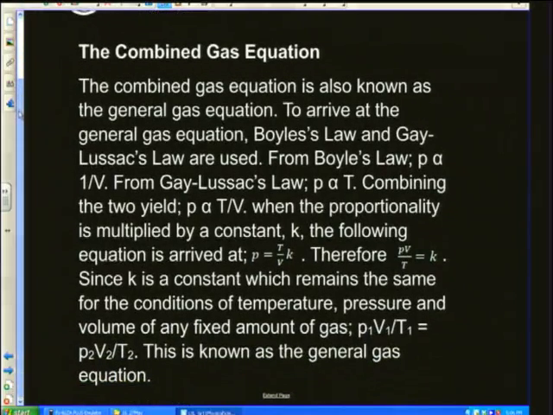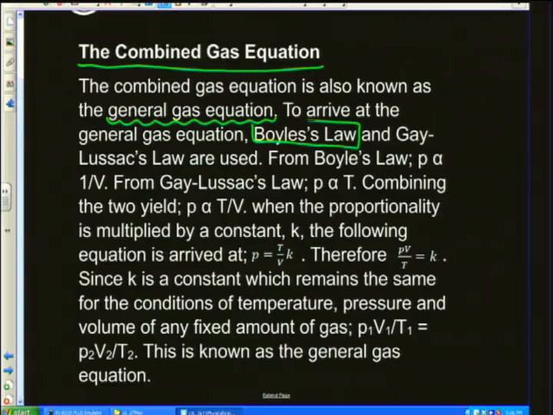Now, moving on with the notes here, let's look at the combined gas equation. The combined gas equation is also known as the general gas equation. To arrive at this general gas equation, we make use of Boyle's law and the Gay-Lussac law. From Boyle's law, we know that pressure is inversely proportional to volume. So P is inversely proportional to volume up to that point here.